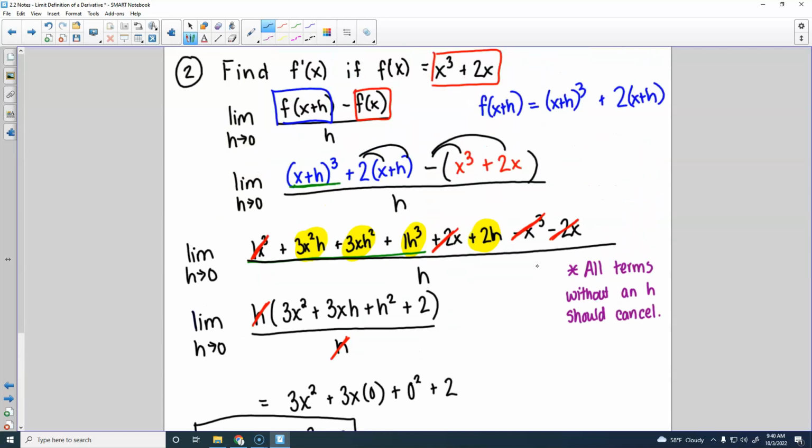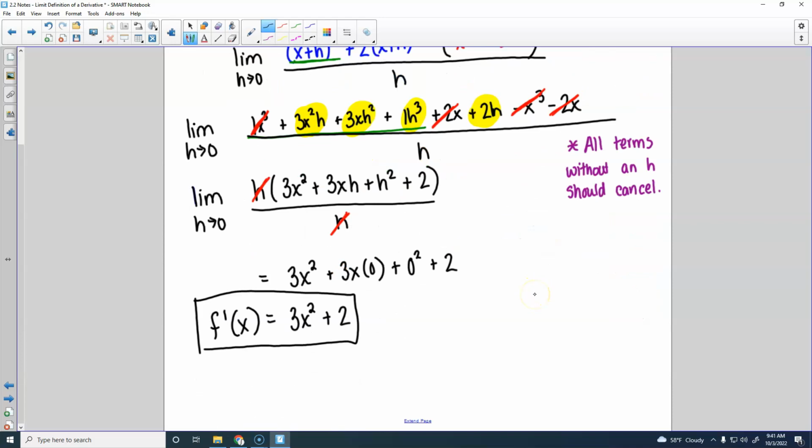I'm going to give you this hint. Not hint. Just going to tease you just a little bit. I could have told you at the very beginning of this problem, before I did anything, that the answer to this was 3x squared plus 2. I knew how to do it without doing anything.